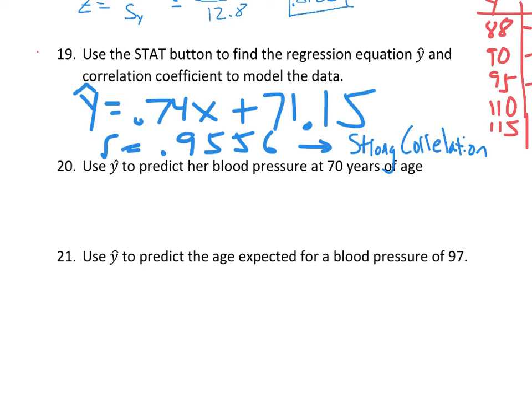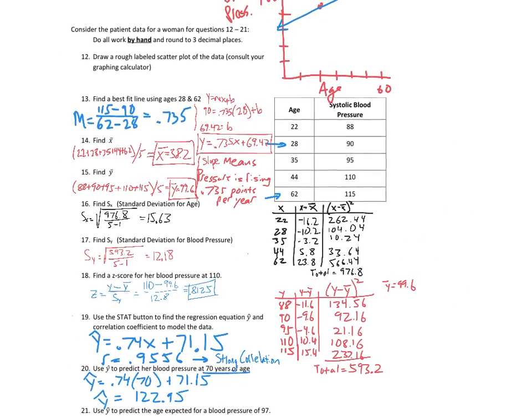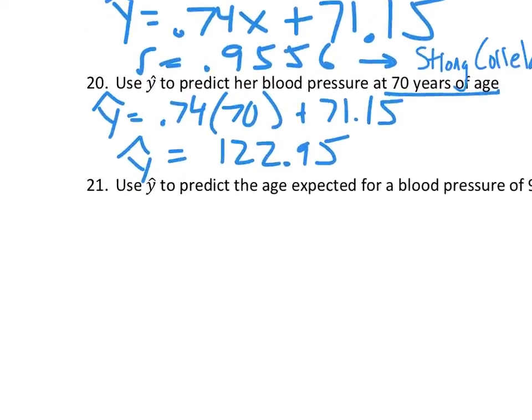A couple more here. Now we're going to go ahead and use that equation to predict the blood pressure if we have 70 years of age. So the age is the x value. So we're going to put 70 in for x and calculate the blood pressure. So the predicted blood pressure is 122.95. All right, do we have units for that? They don't give us units, so whatever the units were on blood pressure, we'd have that, but we're not given that, so there's our answer there.